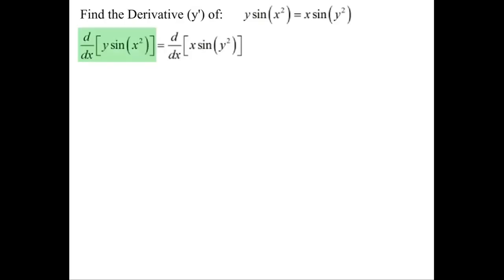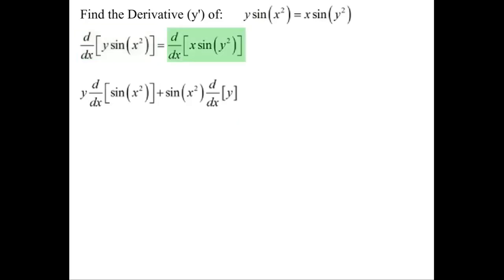Find the derivative of y times sine of x squared equals x times sine of y squared. First step, take a derivative of both sides. And notice here that we need to apply the product rule. So the product rule is going to give us y times the derivative of sine of x squared plus sine of x squared times the derivative of y. In addition, the other side also requires the product rule. So that's going to give us x times the derivative of sine of y squared plus sine of y squared times the derivative of x.